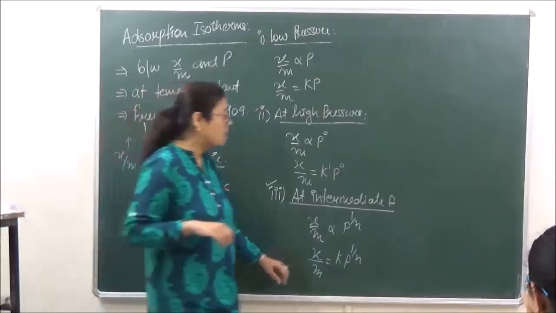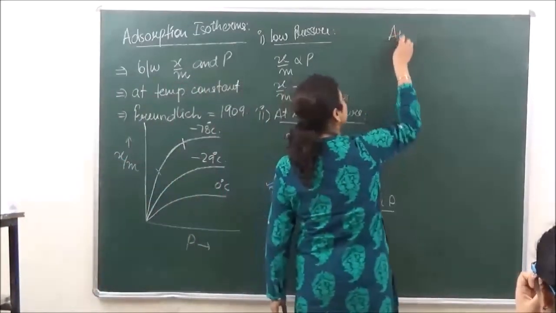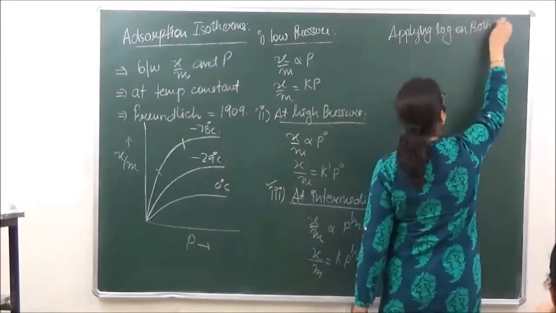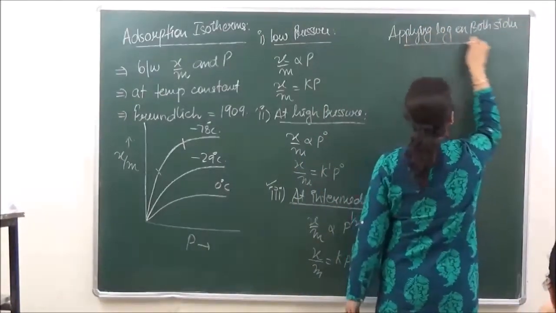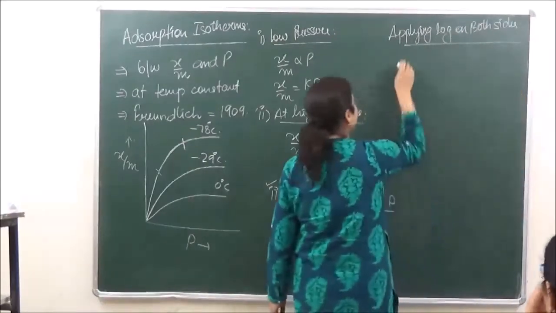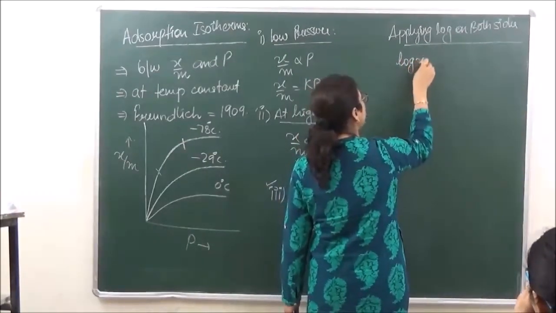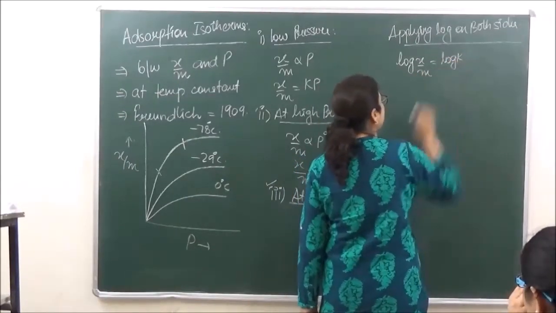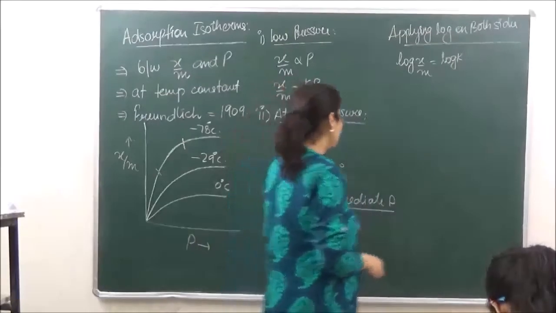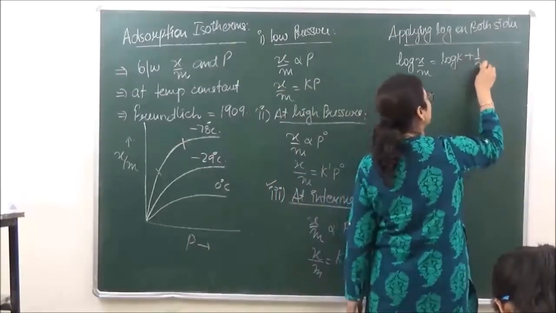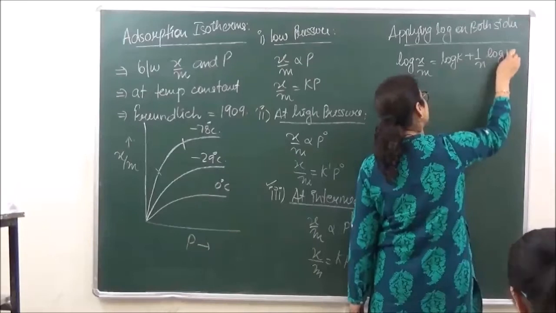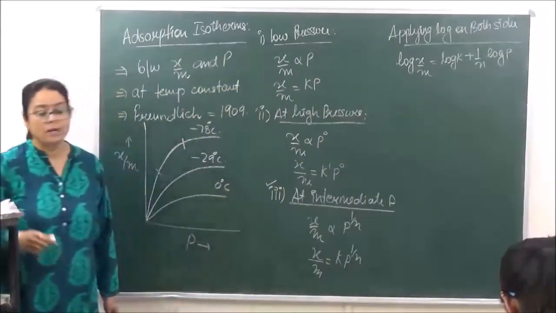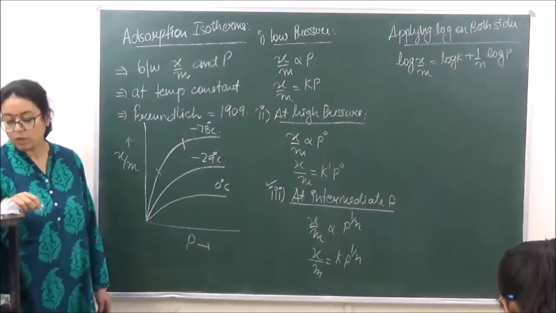Okay? So now if we are applying log on both sides, what will we get? We will get log of x upon m is equal to log of k, okay, plus 1 by n log of p. This is the expression which we give for Freundlich adsorption isotherm.